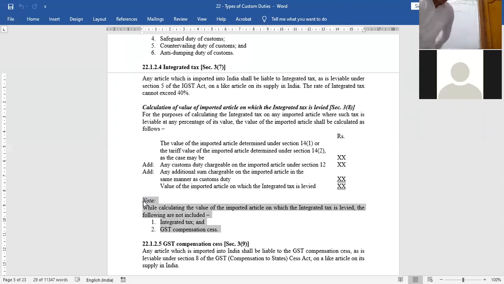Point clear? Any doubt? Shall I proceed? Any doubt in this point? Hurry up, kindly reply without wasting time.